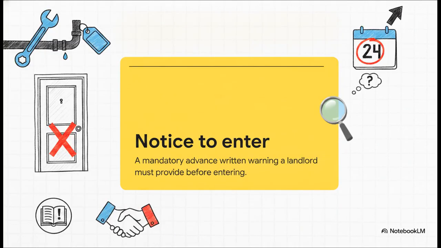So, building on that last point, what if the owner actually does need to come inside? Like, say they have to fix a leaky pipe or show the unit to a future tenant. Well, they're required by law to give you a notice to enter. This is a mandatory advance written warning. In most jurisdictions, this is a strict 24-hour minimum heads up. They cannot just pull out their master key and waltz in. Doing that is a direct illegal violation of your right to quiet enjoyment.